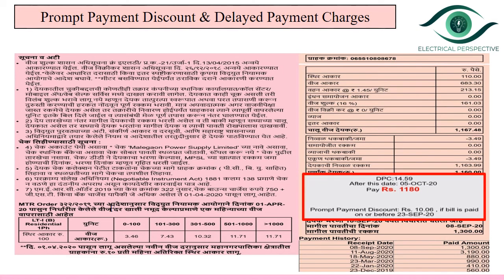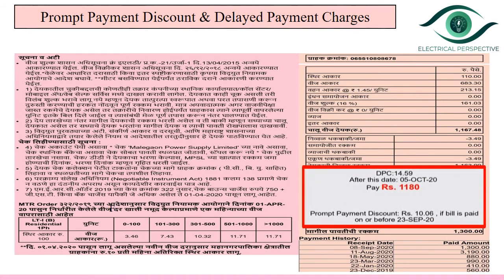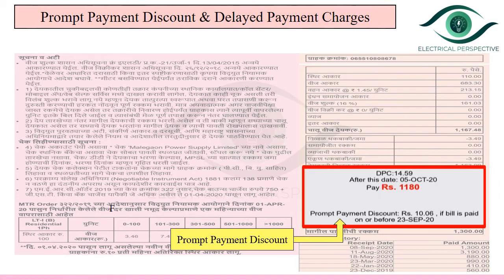Next are the prompt payment discount and delayed payment charges. So let us see the first one, that is prompt payment discount. It is a discount of 1% of monthly electricity bill excluding the taxes and the duties, provided to the consumer for the payment of electricity bill within 7 days from the date of issue. So here you can see you will get a prompt payment discount of 10.06 rupees if you pay the electricity bill on or before 23rd September 2020.